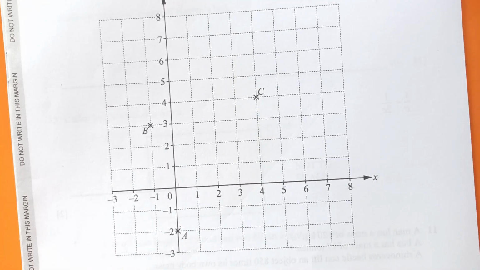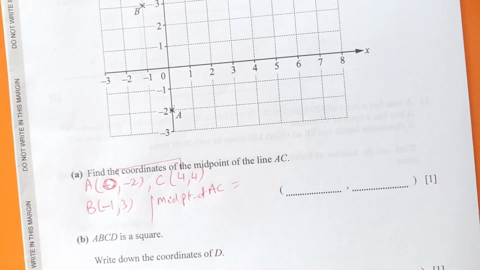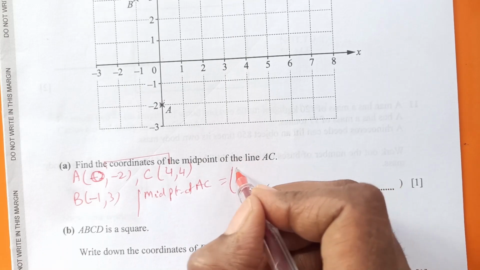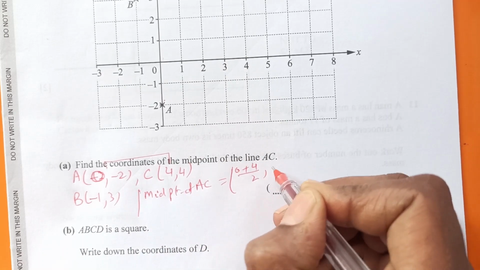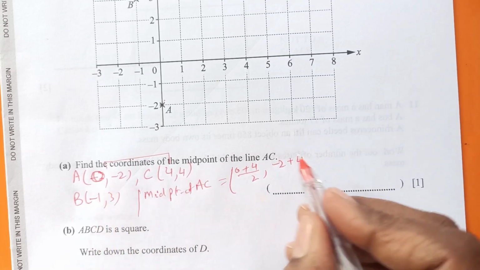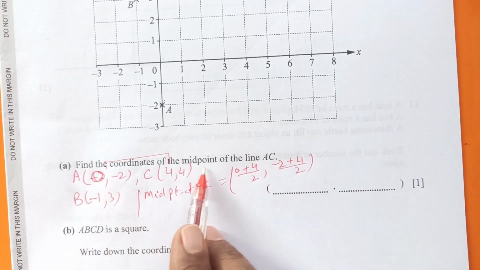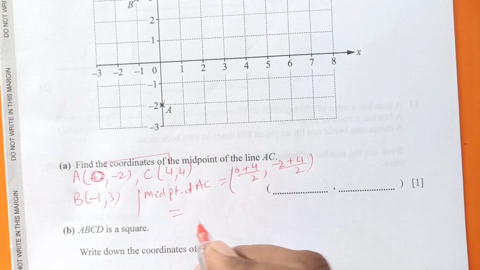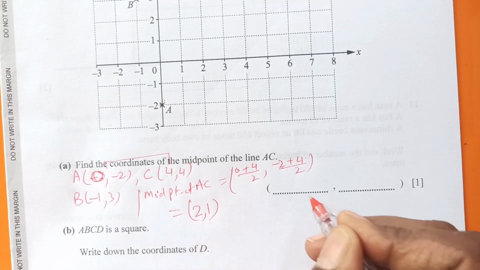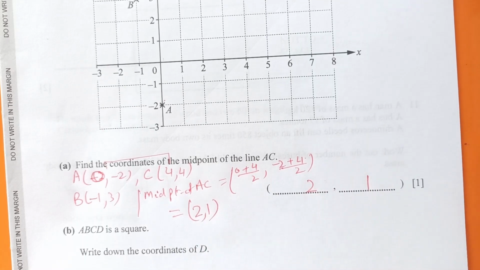So midpoint of AC will be given by, we will take these two coordinates, half of this. For AC it is 0 plus 4 over 2, and then add the y coordinates, negative 2 plus 4 over 2. So that means the average of the points. So 4 over 2 is 2, and 2 over 2 is 1. So the coordinates are 2 and 1.